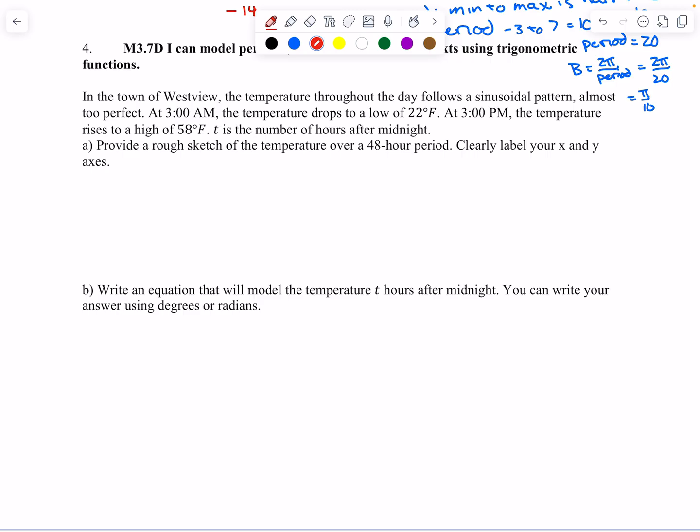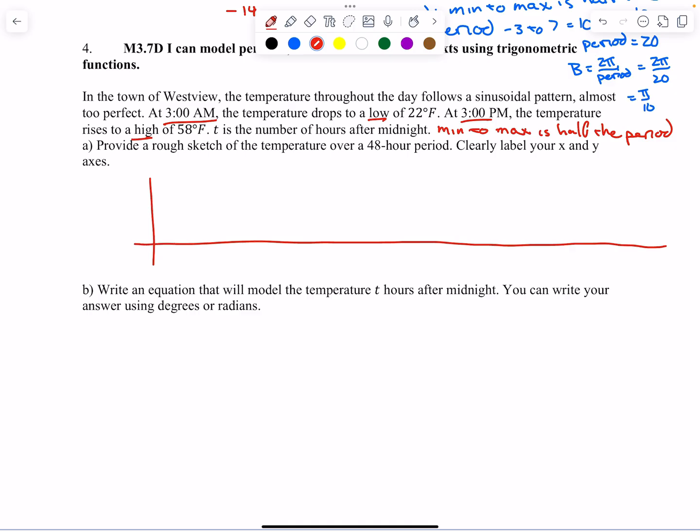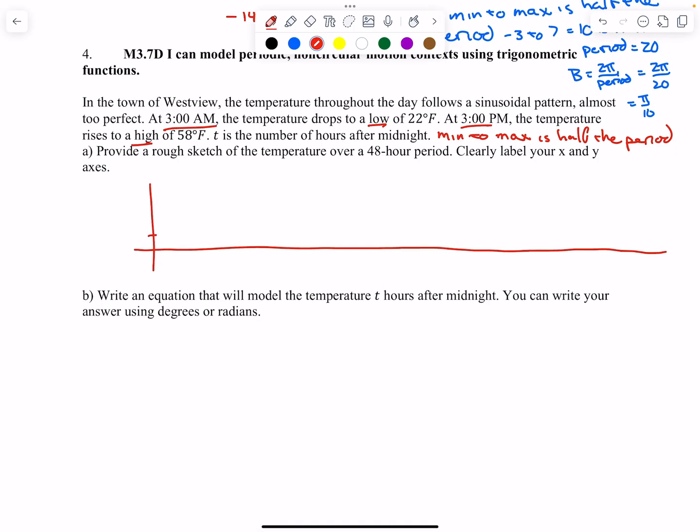Sinusoidal pattern almost too perfect. Oh, let me see. Rough sketch over a 48-hour period. So, okay. So 3 a.m. to 3 p.m., it goes from a min to a max. So if I graph this, 48 hours is 2 periods worth. It's got a low temperature of 22 and a high temperature of 58.